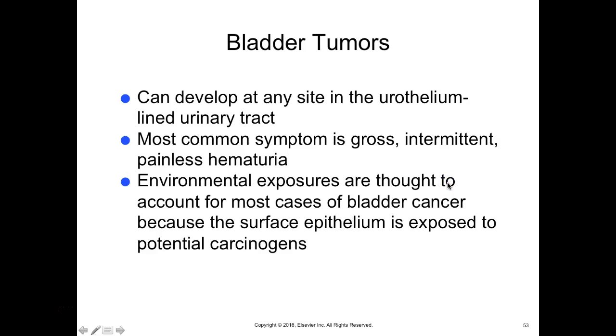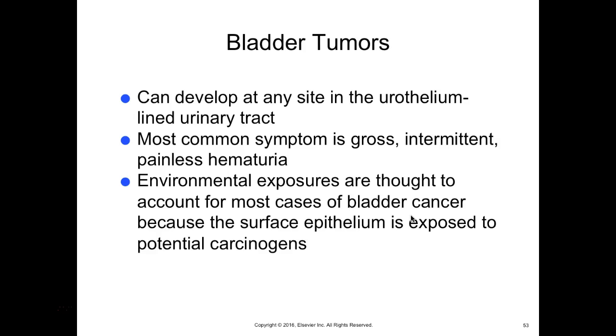Bladder tumors can develop at any site of the urothelium-lined urinary tract. So the most common symptom is gross, intermittent, painless hematuria. So if somebody has blood in the urine with no other symptoms, what we need to do is first rule out bladder cancer, so bladder tumors. So this would be someone with blood in the urine. They're not having burning or frequency or urgency, so it's painless and there are no other symptoms.